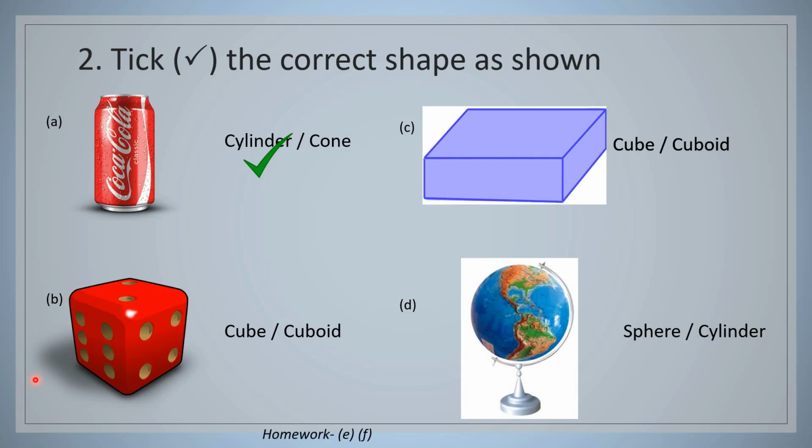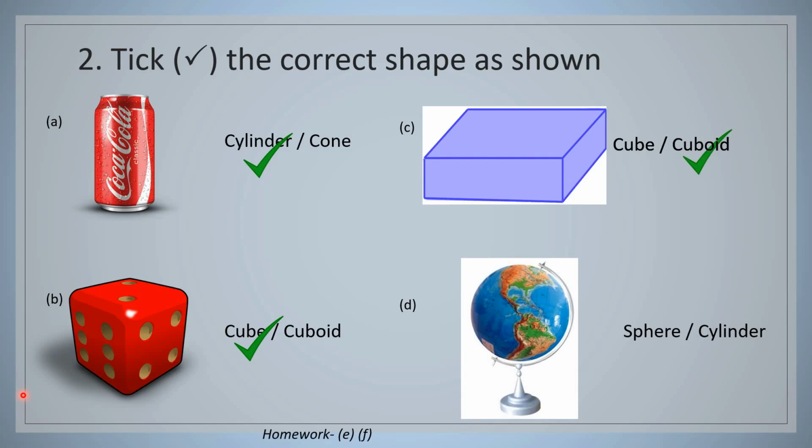Moving on to the next one, the B question here is a dice. There are two options given, a cube and a cuboid. Keep in mind, a cube is a 3D shape of a square, whereas a cuboid is a 3D shape of a rectangle. So the dice is a 3D shape of a square, which is a cube. Therefore the answer is cube. C, there is a box. You can see it is rectangular in shape, and the 3D shape of a rectangle is known as a cuboid. So the answer is cuboid here.